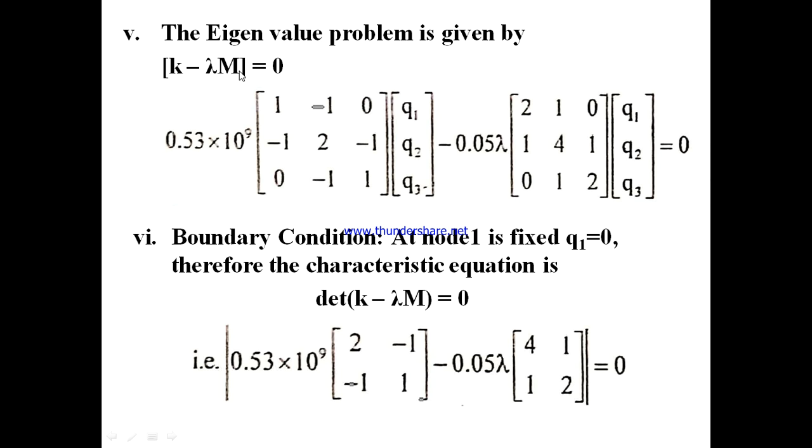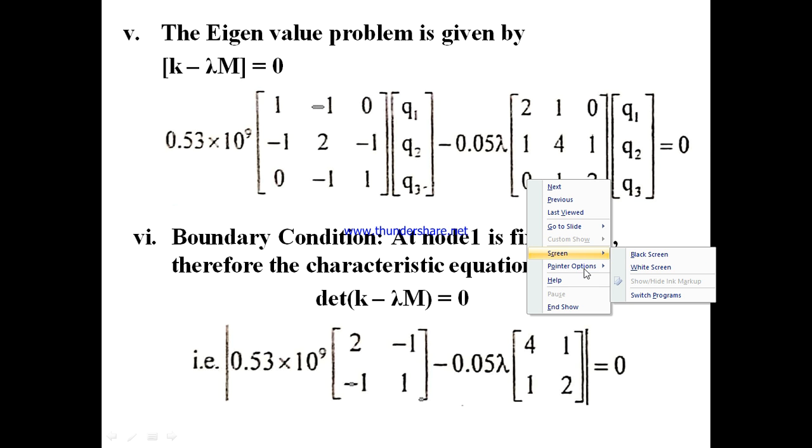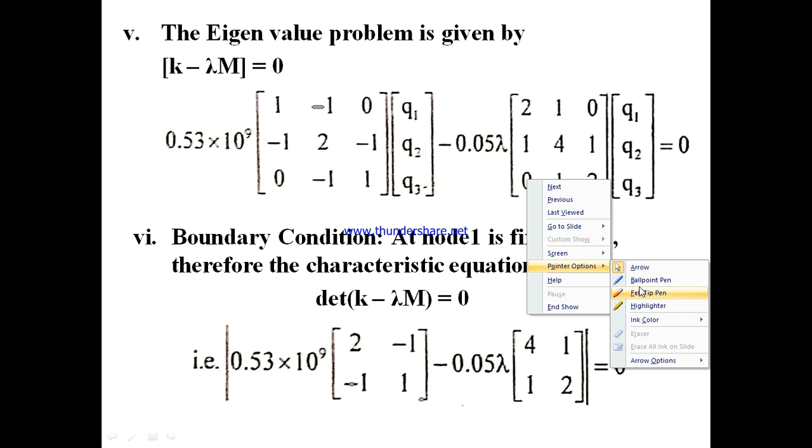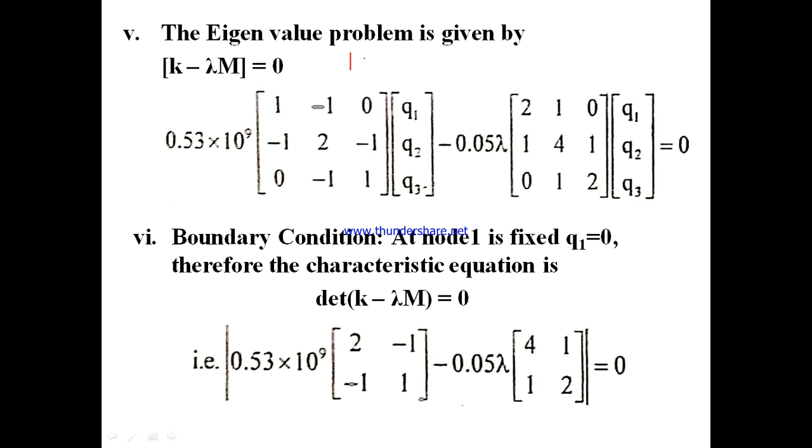kx minus lambda mx, it is kx. So there is a small correction here. It's kx minus lambda mx is equal to 0. Okay, so where x is what? Deflections. This is q1, q2 and q3. So you can make a small correction in your equation.